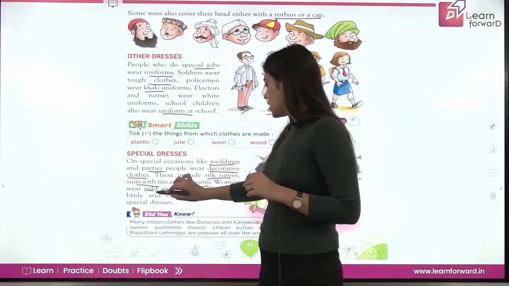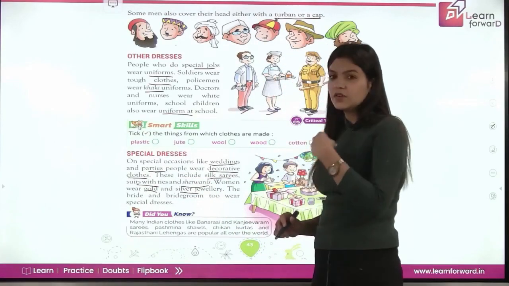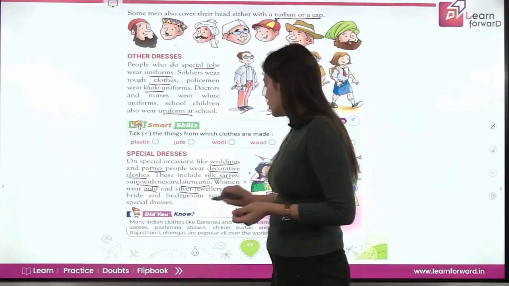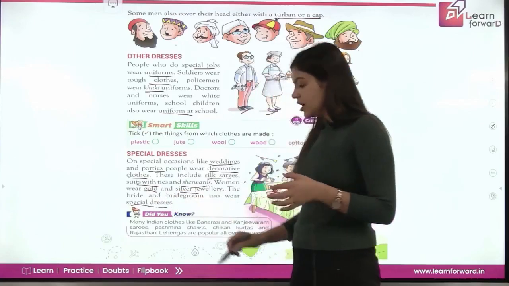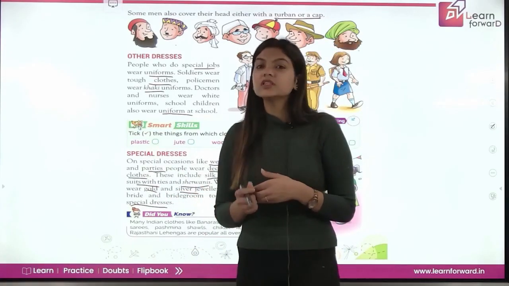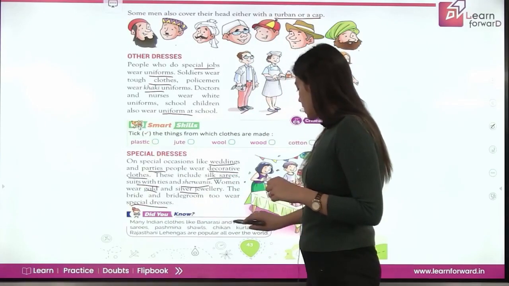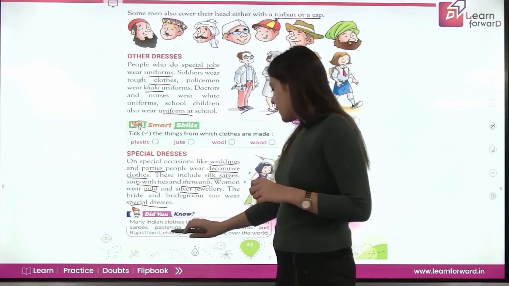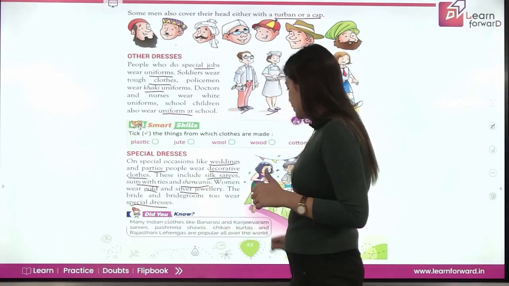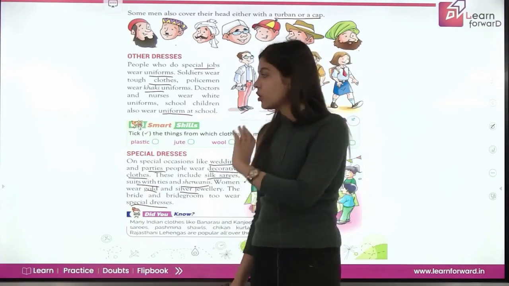Women wear gold and silver jewelry. So you have seen your mothers wearing gold and silver jewelry whenever they go for a special occasion. The bride and the bridegroom too wear special dresses. So whenever you go to a wedding, you will see that the bride and bridegroom also wear special clothes. Now, many Indian clothes like Banarasi and Kanjivaram sarees, Pashmina shawls, chikan kurtas, and Rajasthani lehengas are popular all over the world. So these are some famous Indian clothes which are popular all over the world.